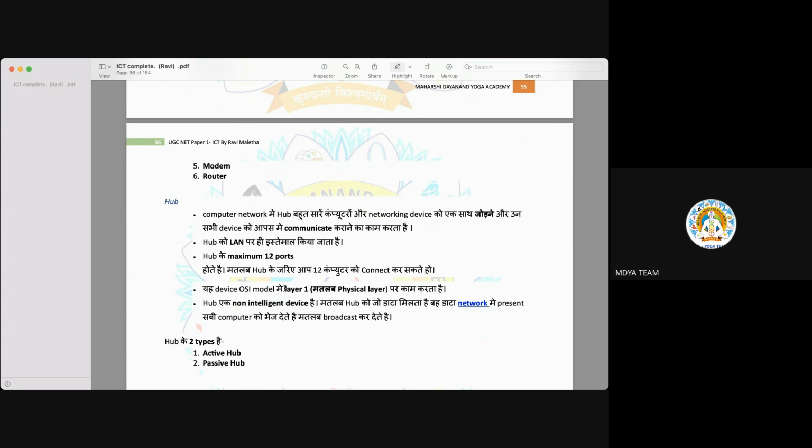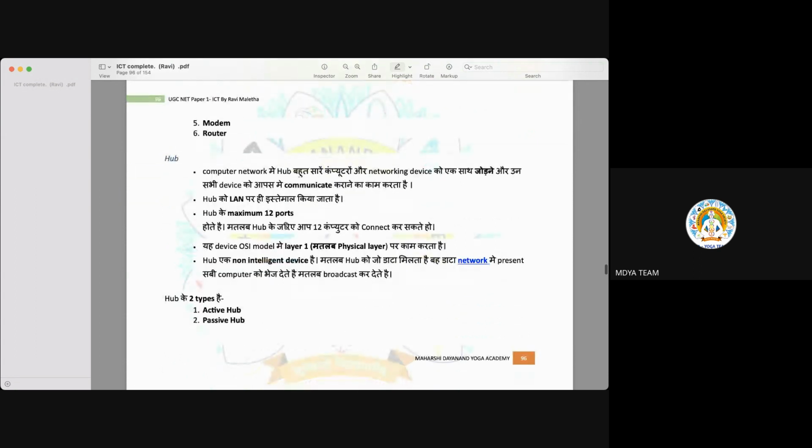And here it is written the maximum number of computers that you can connect with a hub. It is given 12 computers you can connect using a hub. Now there are some protocols through which these devices communicate with each other. One of the protocols is the OSI model. We'll see later in the next class what those models are. They are hierarchical models having different layers. So this hub communicates in the first layer of the OSI model, that is the physical layer.